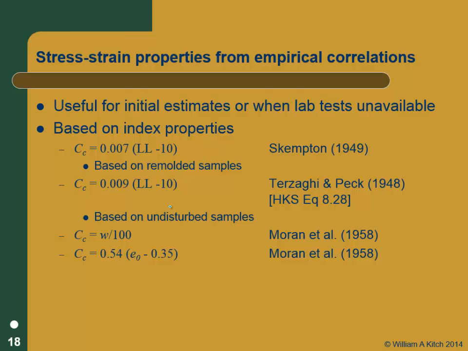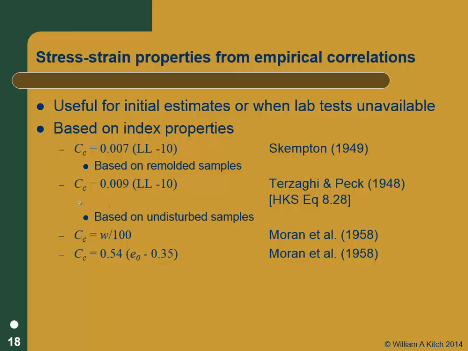What do you do if you don't have any data? Well, what you should do if you don't have any big data is go pay somebody to get some data for you. But if you need to do some quick estimates on magnitudes of settlement on the back of the envelope, because you've got to figure out if you have a problem, there are a bunch of empirical correlations for different samples.